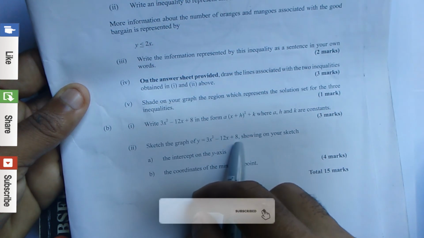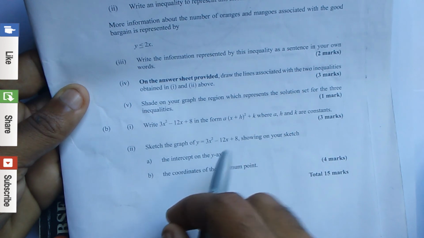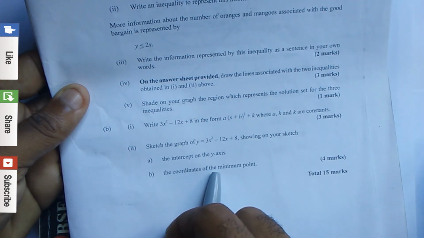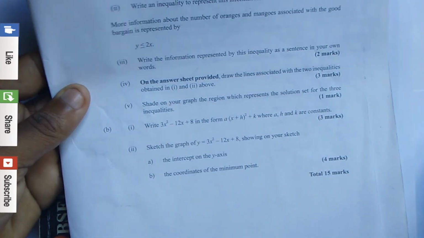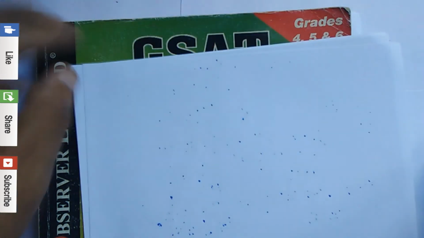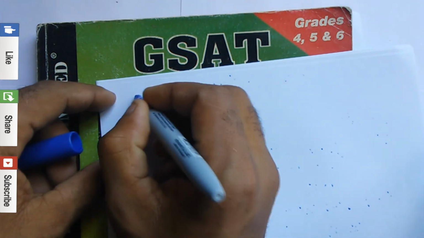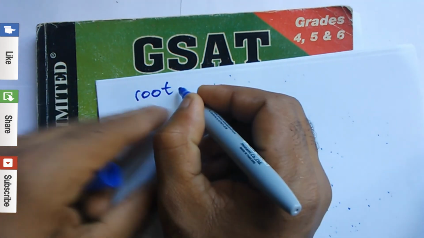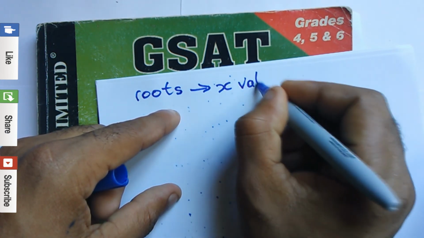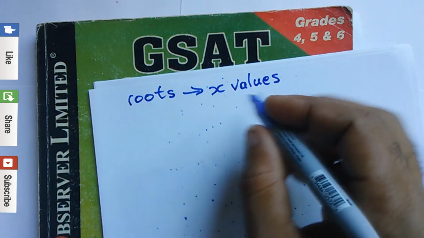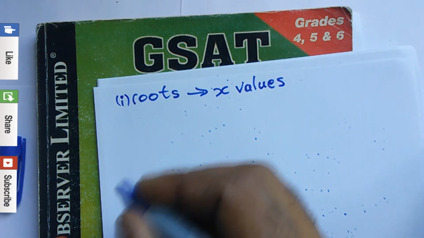They said we're supposed to sketch the graph of y equal to 3x squared minus 12x plus 8, showing on your sketch the intercept on the y-axis and the coordinates of the minimum point. But what I'm going to do is sketch the graph and show the roots. We know that roots are x values, the x values where the graph cuts the x-axis.